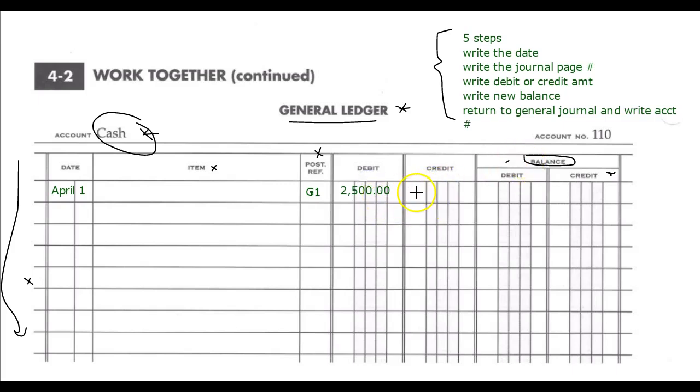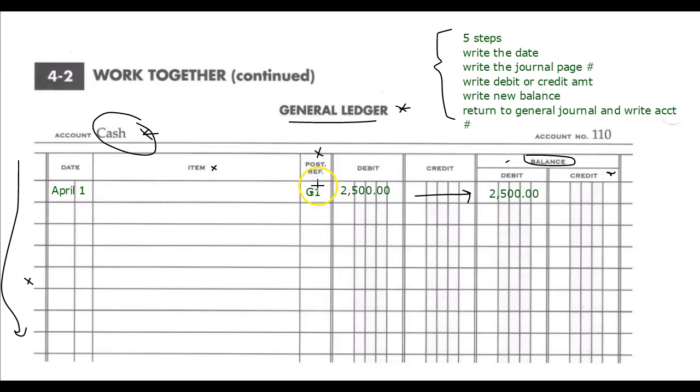Now, we have to carry the balance over. Okay? So there's no credit in this transaction. Remember, one line, one transaction. We move it over here and we go, okay, is this a debit or a credit balance? What number do we write here? 2,500. Now, if Delgado comes to you and says, how much cash do I have on April 1st? You open up your ledger page, you look at this, and you say, oh, okay, sir, you have $2,500. Perfect. You know the balance.